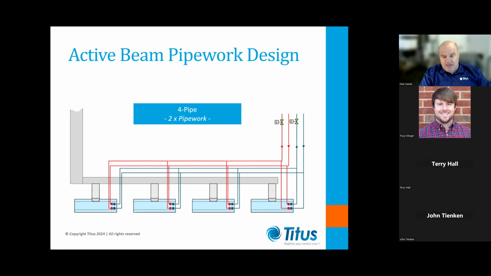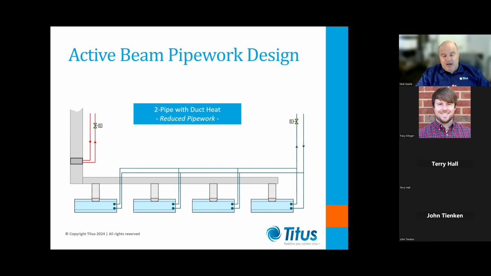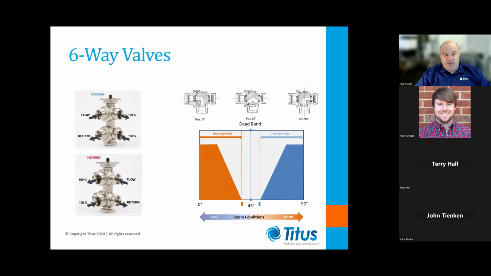So what a compromise maybe is still use a 4-pipe system, but reduce the amount of pipe work in the zones by actually not using the chill beam coils at all to do the heating, and just heat a duct-mounted coil to heat the air to the chill beams. Something similar to the type of coil that you'd use in a single duct VAV box. So that's one option. We see this is quite a common design, and it saves considerable cost actually on the pipework layout. Alternatively, we could consider using a 6-way valve.